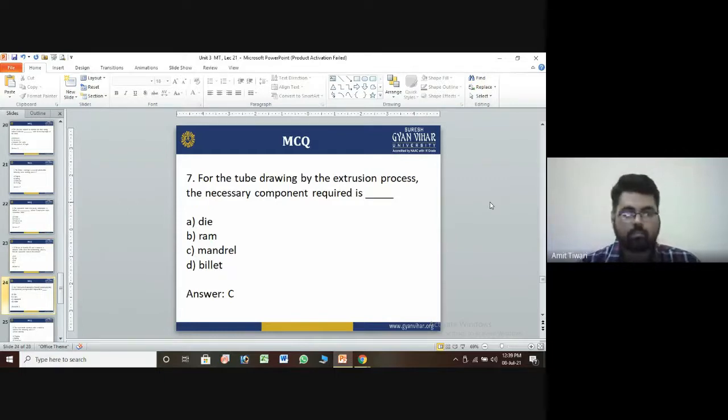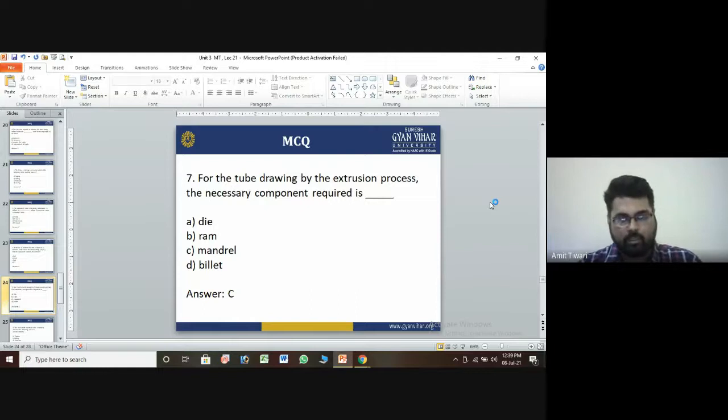Seventh question: for tube drawing by the extrusion process, the necessary component required. The options are A die, B ram, C mandrel, and D billet. The correct answer is C, mandrel. So we can say that for tube extrusion, the necessary component required is the mandrel.